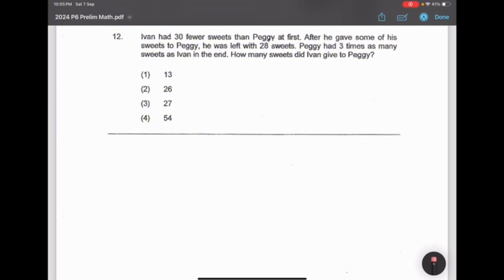Alright, moving on to question number 12. Let's jump right in. Ivan had 30 fewer sweets than Peggy at first. This is sentence number 1. When I see a word like fewer, I immediately want to pay attention to this concept called comparison. Whenever I see this, I want to draw a model. So Ivan will have 30 less than Peggy.